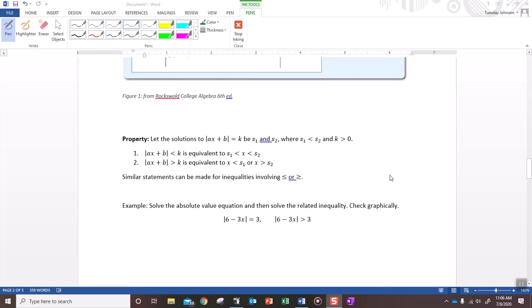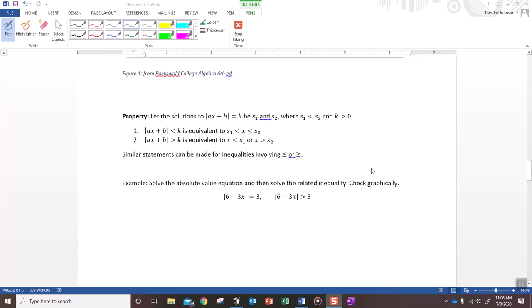All right, so in order to work with inequalities, let's use the definition of the equation. Let the solutions to the absolute value of ax plus b equals k be S1 and S2, so solution 1 and solution 2. And just to have order, solution 1 is less than solution 2. We could order our answers whichever values we get. And k has to be positive. It cannot be 0. It has to be positive.